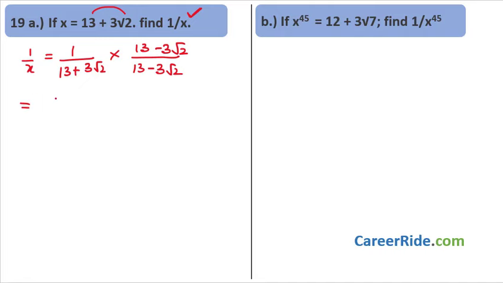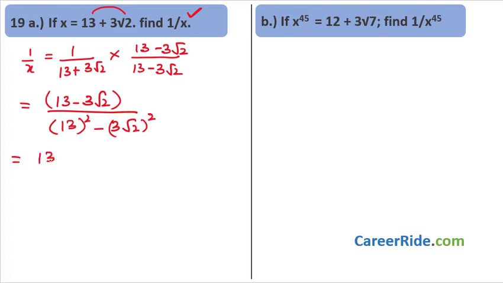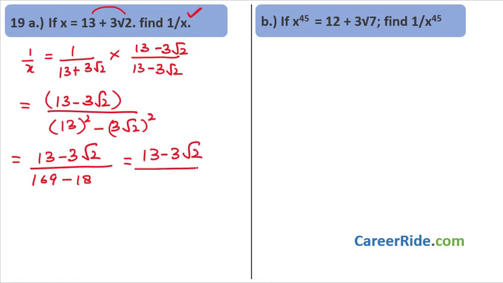So my numerator is 13 minus 3 root 2 now. And my denominator is a plus b into a minus b, so 13 square minus 3 root 2 square. Am I right? So this is equal to 13 minus 3 root 2 upon 169 minus, 3 3s are 9, 9 2s are 18, so this is equal to 13 minus 3 root 2 upon 151.